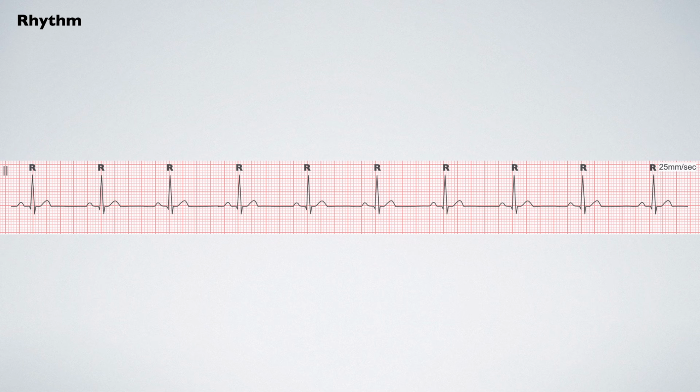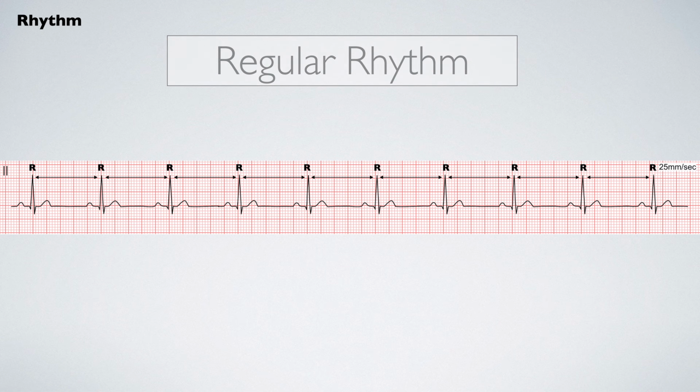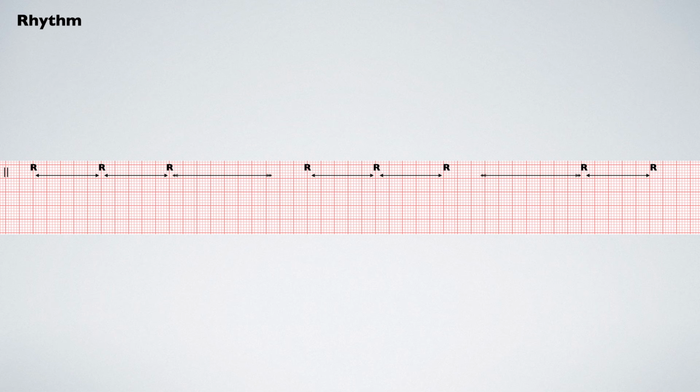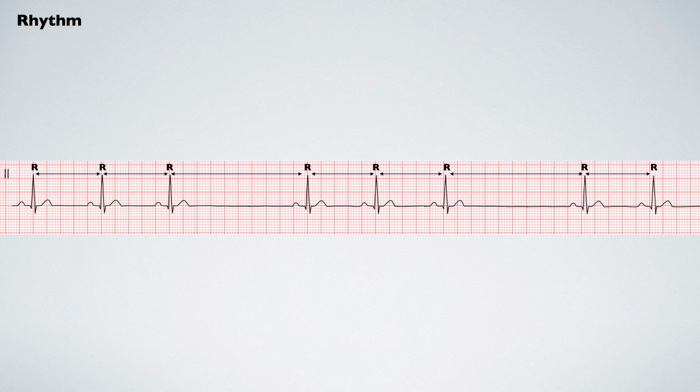Rhythm is calculated by looking at the distances between the R waves. Again, this is assessed in lead 2. If the distances between the R waves are equal, this means that the rhythm is regular. If the distances between the R waves vary, the rhythm is irregular.